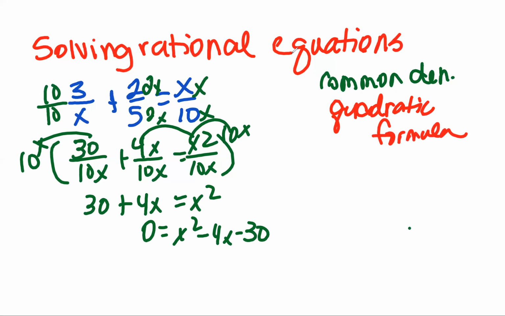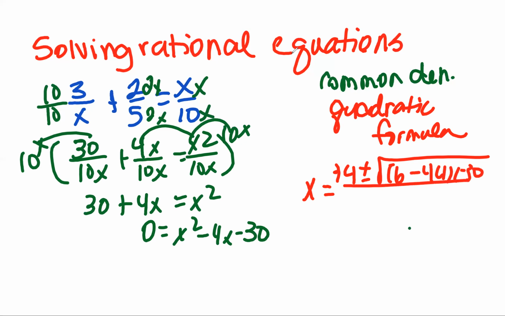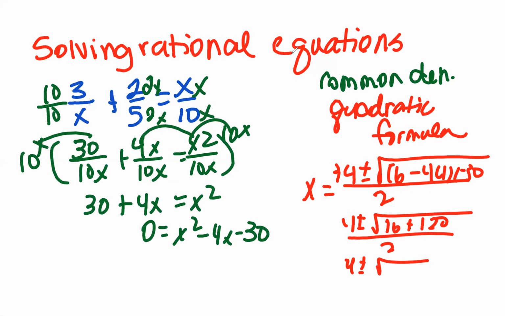Okay, so in the quadratic formula, x is equal to negative b plus or minus the square root of b squared minus 4ac, divided by 2a. So 4 plus or minus the square root of 16 plus 120, over 2. So 4 plus or minus the square root of 136 divided by 2.